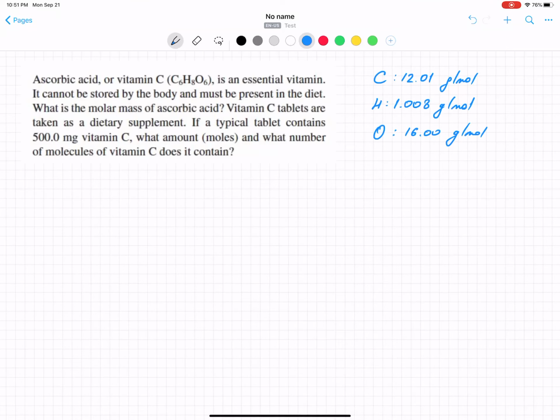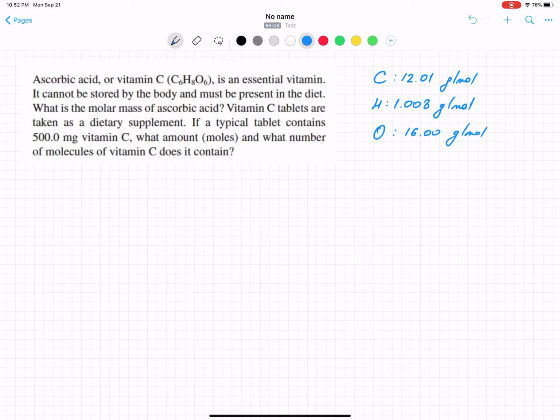So let's solve this exercise. Ascorbic acid or vitamin C is an essential vitamin. It cannot be stored by the body and must be present in the diet. What is the molar mass of ascorbic acid? Vitamin C tablets are taken as a dietary supplement.